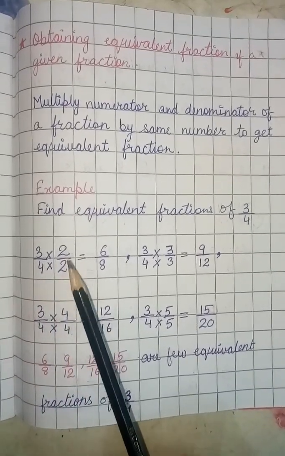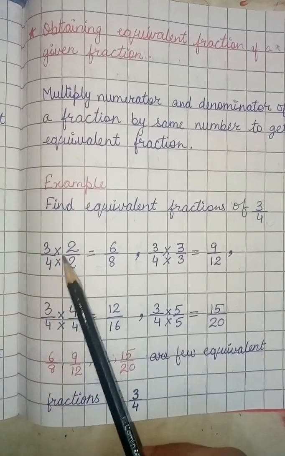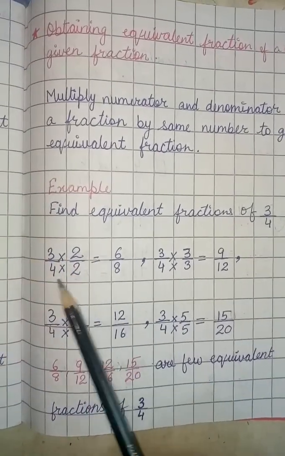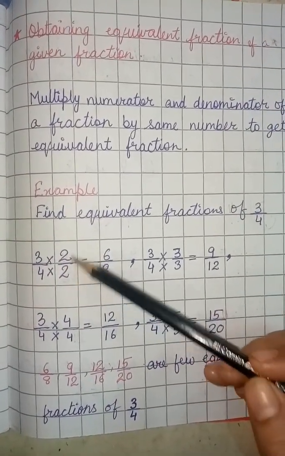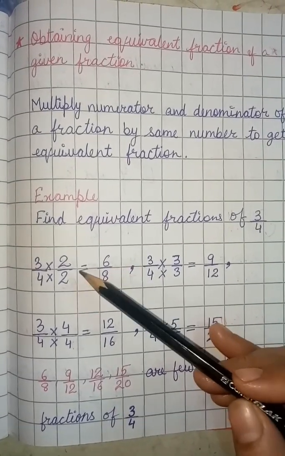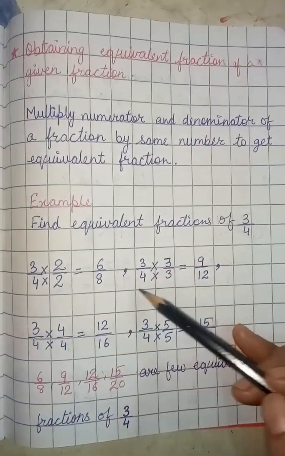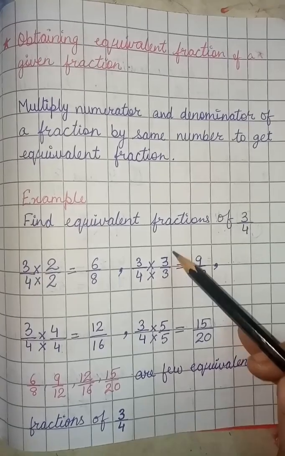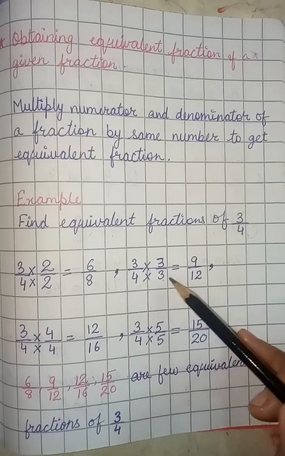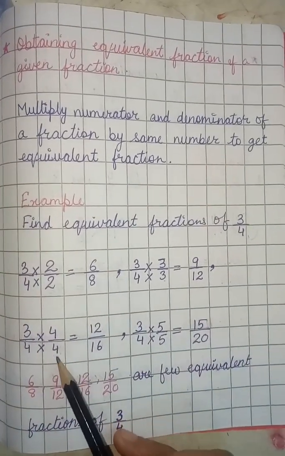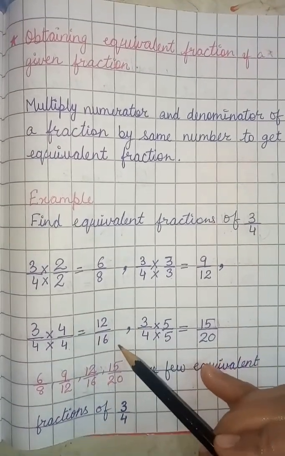So we will multiply the fraction by the same number in numerator and denominator. 3 by 4 multiplied by 2 by 2. Numerator and denominator both are multiplied by 2. So we got 6 by 8. 3 into 2 is 6, 4 into 2 is 8. Similarly 3 by 4 is multiplied by 3, both numerator and denominator. So we got 3 into 3 is 9, 4 into 3 is 12. Here we multiplied numerator and denominator with 4. We got 12 by 16.